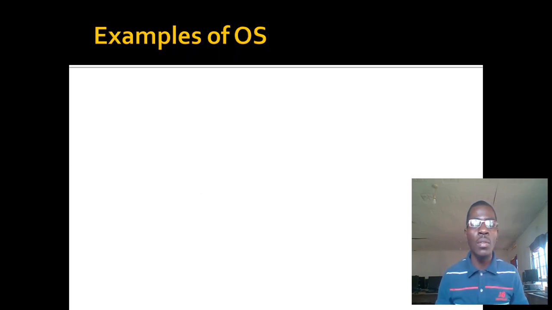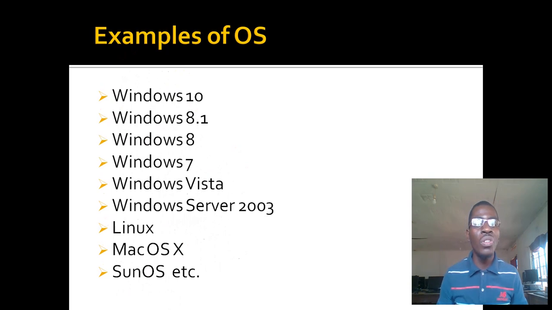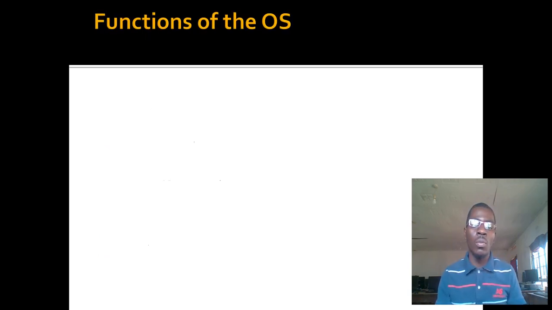We have some examples of operating systems. The common operating systems are the Windows operating system, whereby you have different versions. You can talk of Windows 7, Windows 8, Windows 8.1, Windows 10, and so on and so forth. Then we have some command line operating systems. For example, we have Linux, we have Mac, we have Sun, we have Unix, and so on and so forth.